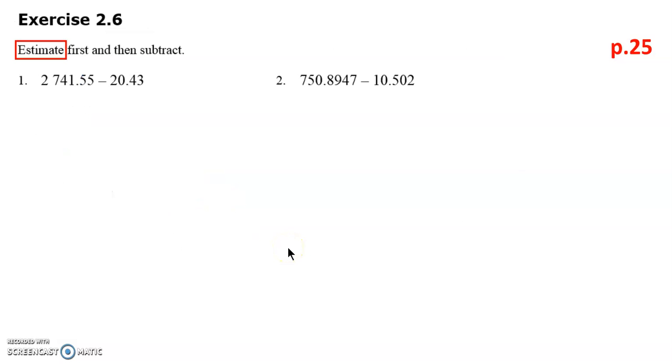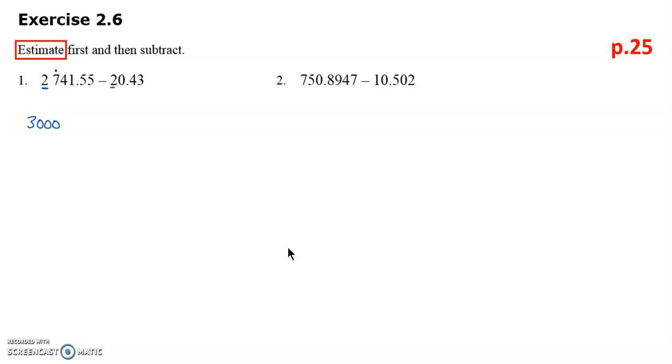If you'd like to work with me on a few of these exercise questions, we're going to estimate first, and then we're going to subtract. So remember, estimating means front-end rounding. So we're going to practice our rounding skills here. This first one, 2,700 and change here, is going to round to 3,000.